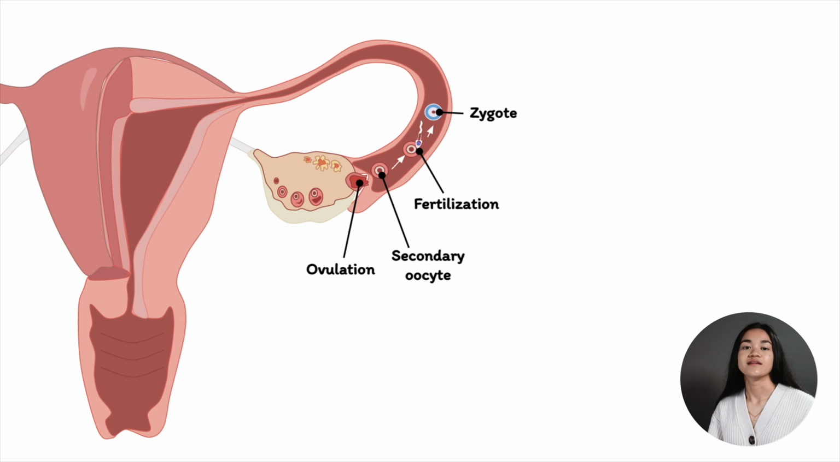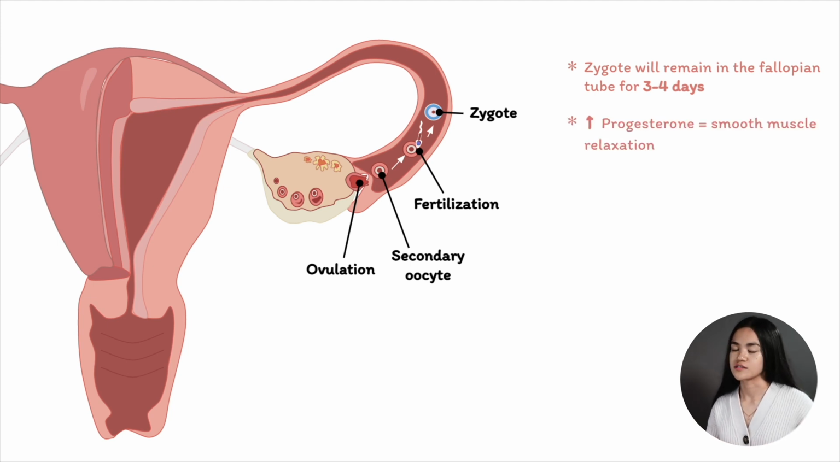Let's go through when and how this happens. So the smooth muscle relaxes when the concentration of plasma progesterone increases, and this increases when the corpus luteum develops and starts producing large amounts of progesterone to prepare the endometrium for a possible pregnancy.